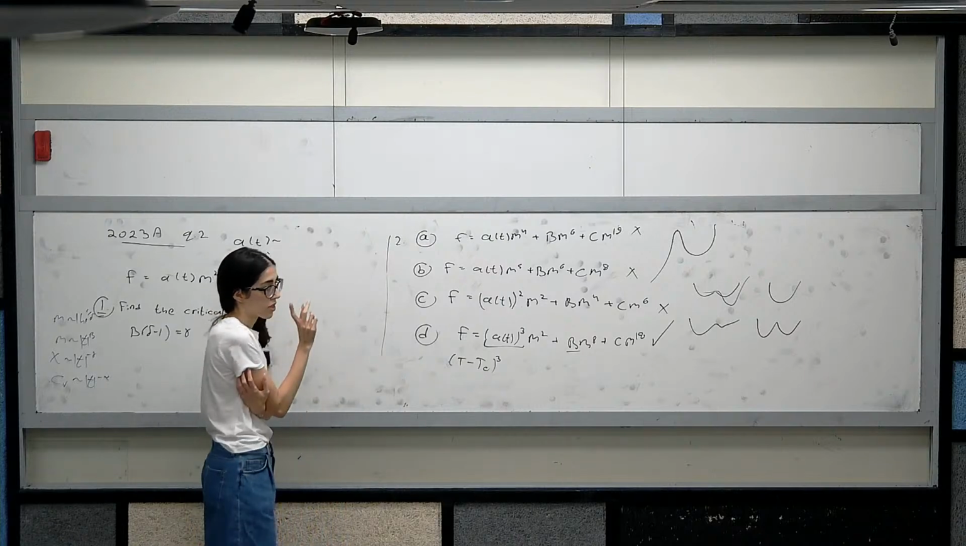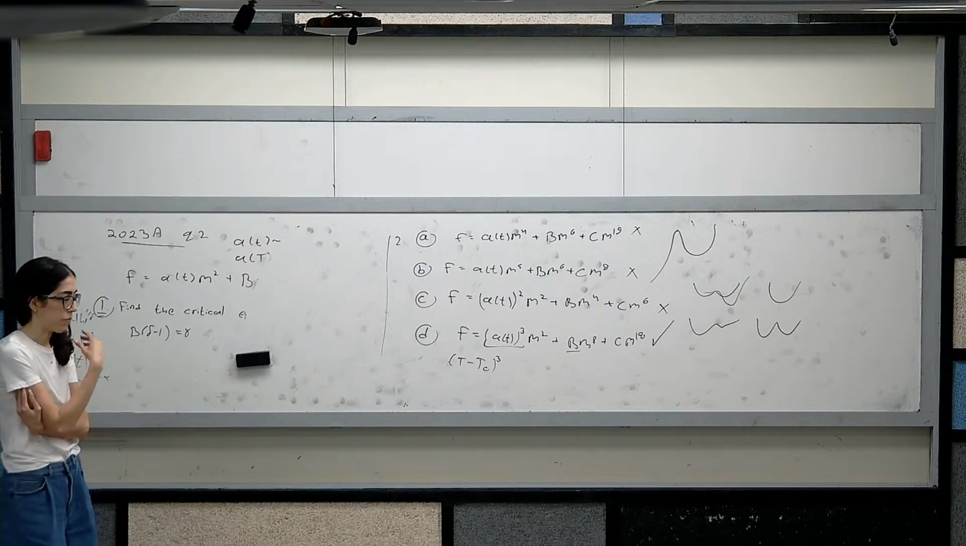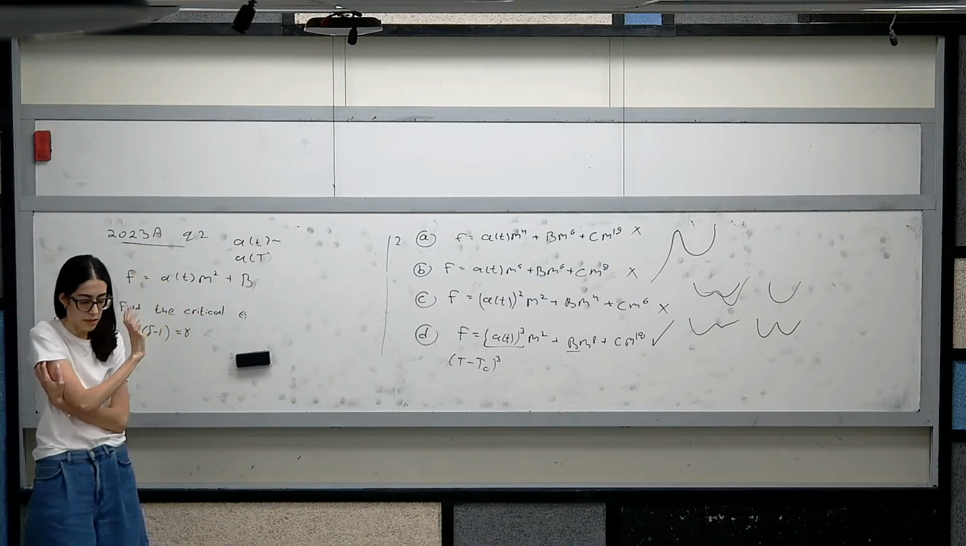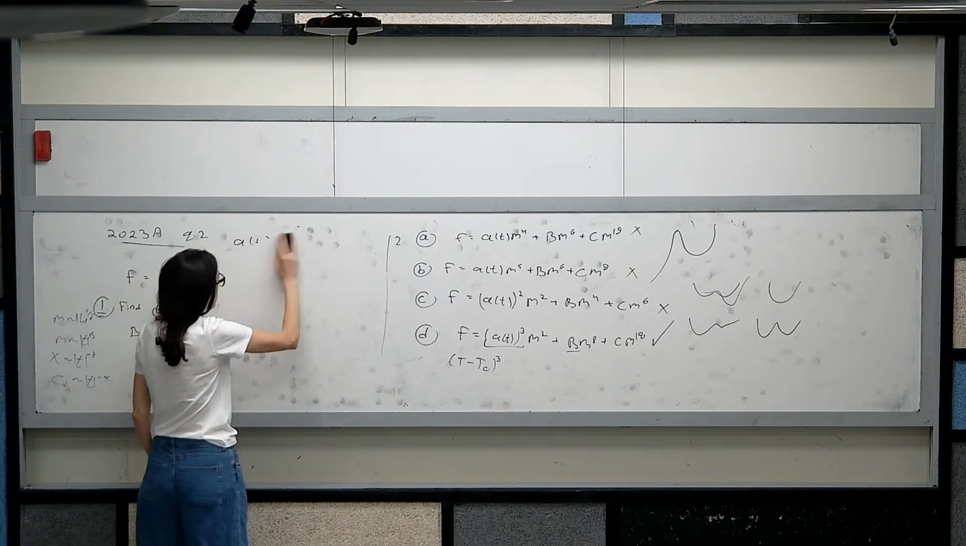No, you can have something that's not one. You can have H multiplied by M to the power of 3 or something like that. That's fine. But just not an even power.